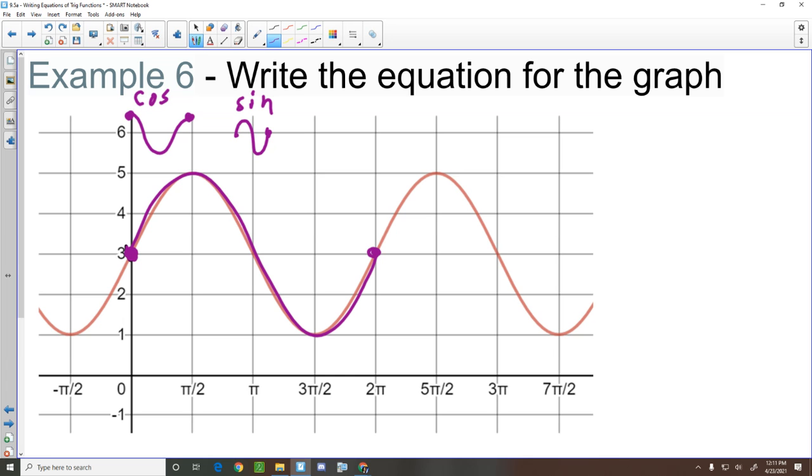So go ahead and identify all those properties for this graph. Once you've identified them, then you can go ahead and write that function. Plug it all in. For A, B, and C.